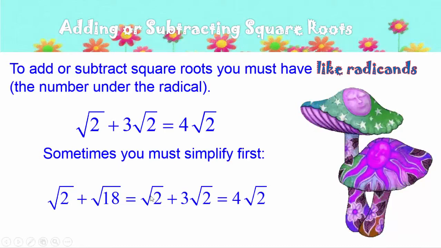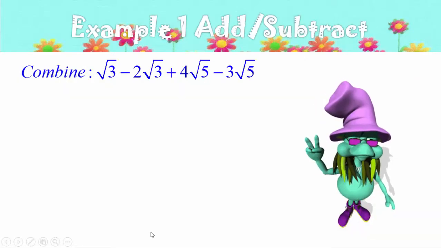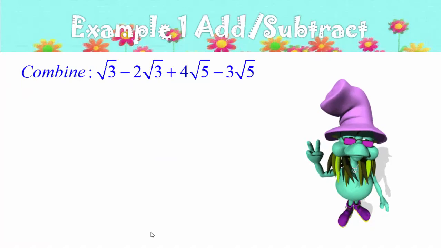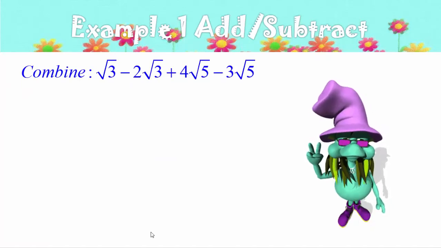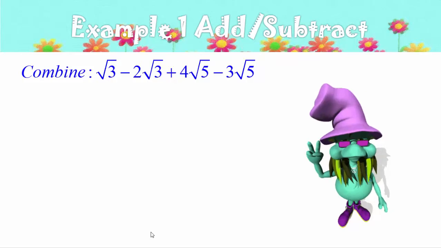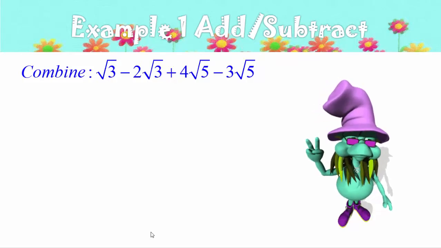Sometimes you must simplify first. For example, in this situation, it doesn't look like you can combine them, but if I simplify the square root of 18 and look for the perfect square inside, I find that we get 9 times 2, and the 9 I can pull out, and I would end up getting the square root of 2 plus 3 square root of 2. Together, I can combine them and get 4 square root of 2. So in example number 1, we're going to combine the square root of 3 minus 2 square root of 3 plus 4 square root of 5 minus 3 square root of 5. So let us go over to the whiteboard and work this one out.